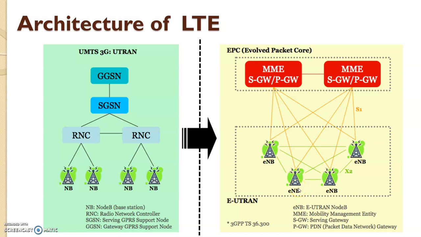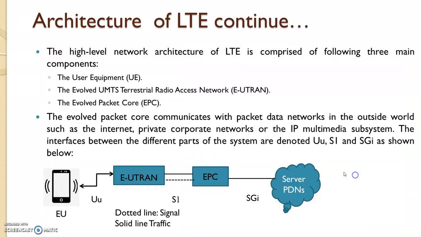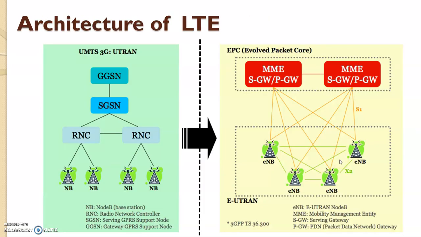Each eNB connects with the EPC by means of the S1 interface, and it can also be connected to nearby base stations by the X2 interface. This is X2 here, and this is the S1 interface.